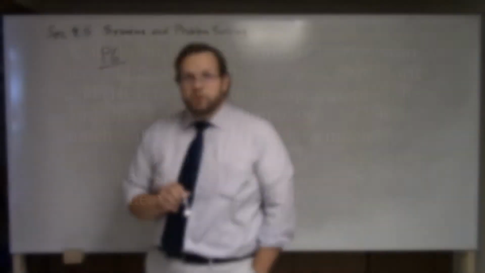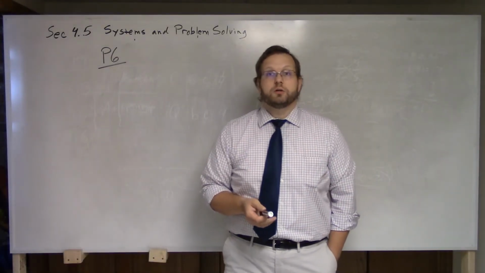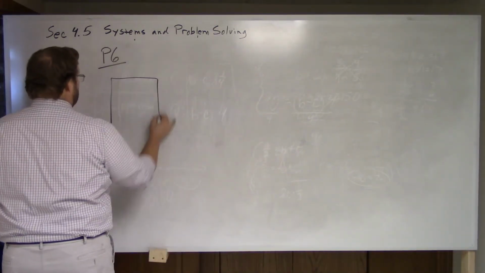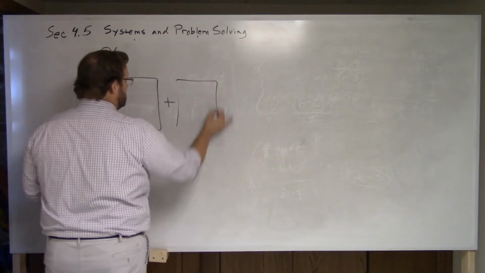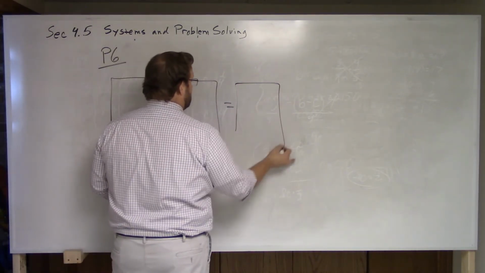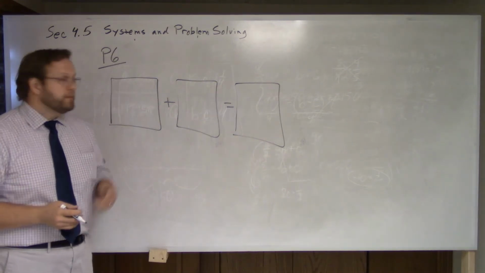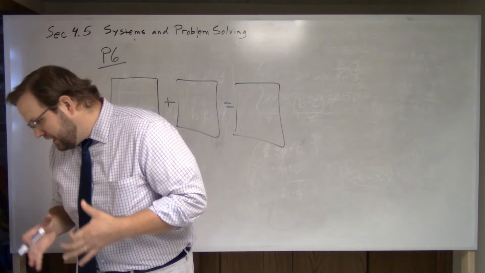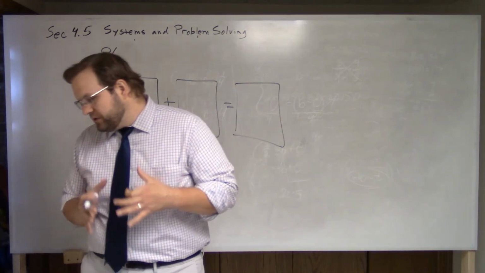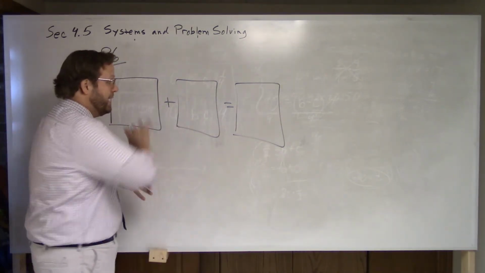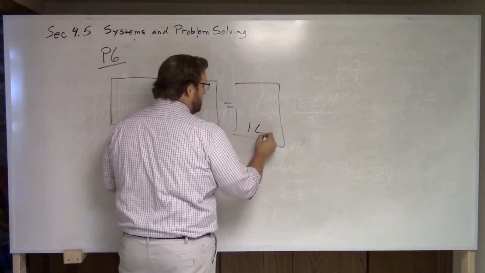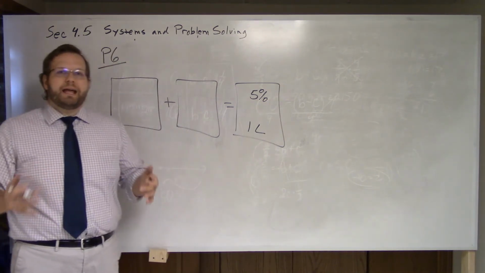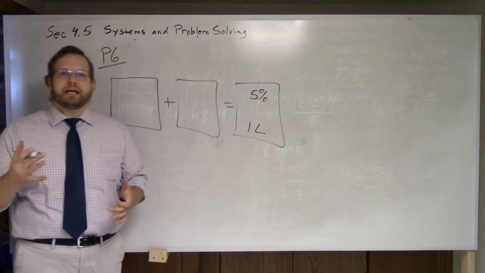Okay? So, in this case, this should sound familiar. We're mixing. When we mix, we draw our boxes. Okay? Now, what we need at the end of this is 1 liter of a 5% acid solution. So at the end, we need 1 liter of 5% solution. But we don't have what we need. All we have is 99% solution.